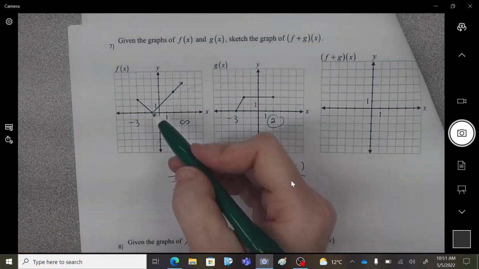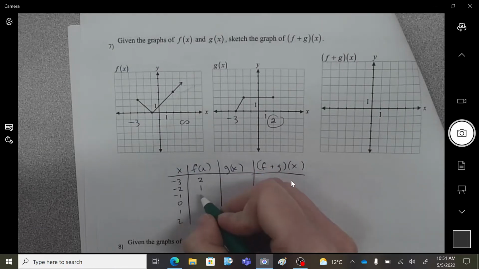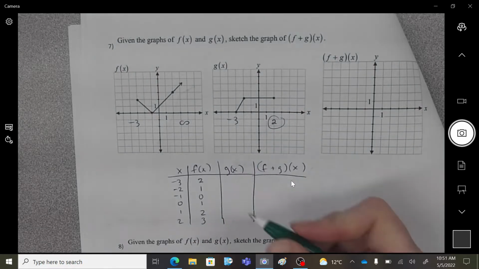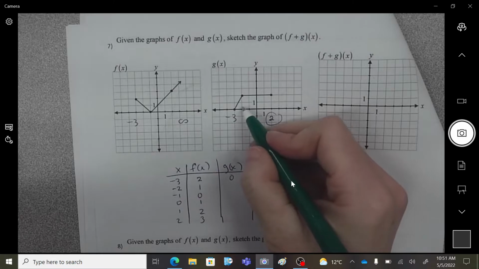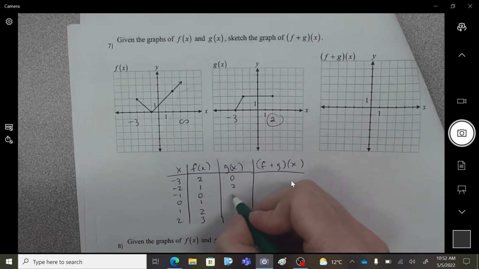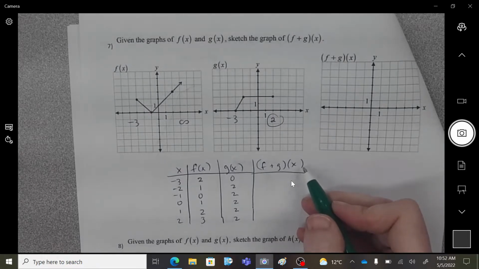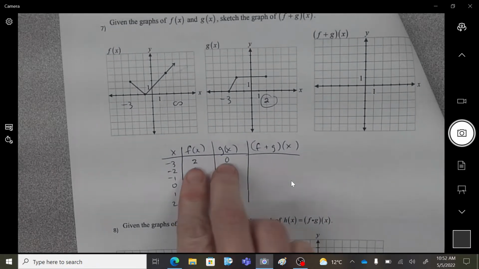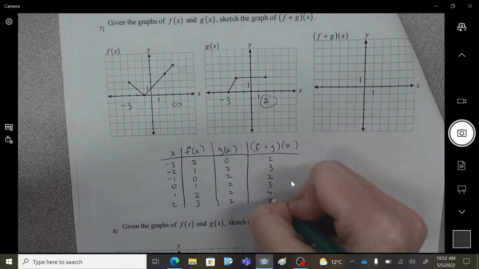Okay, so the f function, the heights, so at -3, it's a 2 height, a 1, a 0, 1, 2, 3. The g function heights are 0, 2, and then 2, 2, 2. So if I add, don't even need to look at the order, adding doesn't matter, so that adds to 2, 3, 2, 3, 4, and 5.